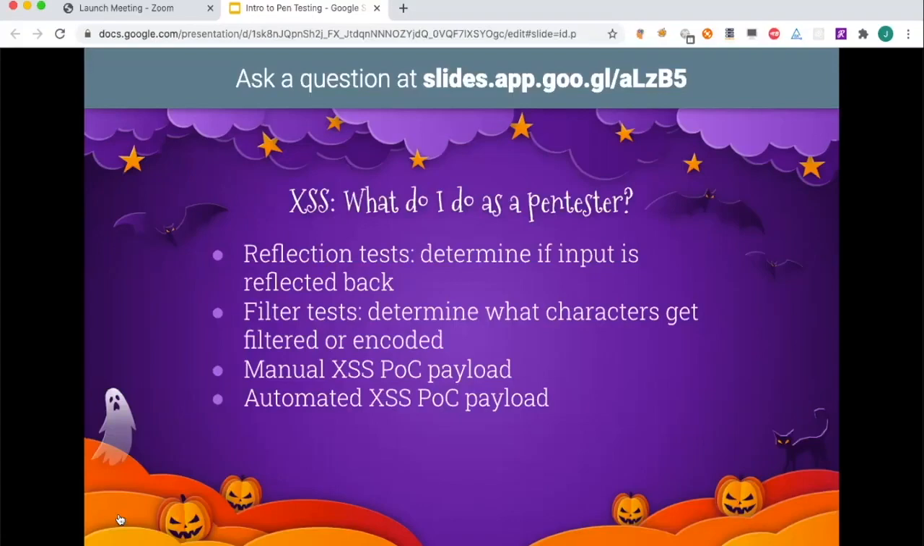Then you enter a manual POC payload, maybe typing a script tag in or something else. And then from there you go to your automated POC payload. So you can use tools such as BeEF or Metasploit. BeEF is capital B, small e, capital E, capital F. Metasploit is another tool. It comes with a lot of different flavors of Linux. Those are two things I don't have enough time to get into now, but if you're looking to start on cross-site scripting, those are the main tools that you would use.